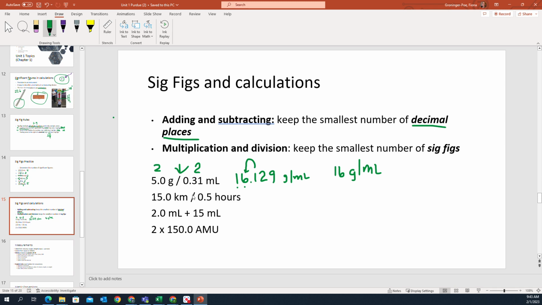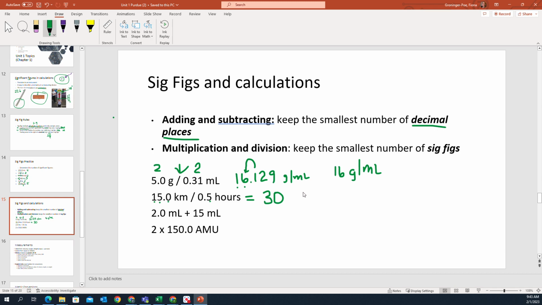Okay, 15.0 kilometers divided by 0.5 hours. So it's going to give us a speed, kilometers per hour. This has 1, 2, 3 sig figs on the left and just 1 sig fig on the right. So our answer has to have 1 sig fig. So if we do this calculation, 15 divided by 0.5, we're going to get 30.00000, right? So we're just going to write down 30 because this has 1 sig fig.